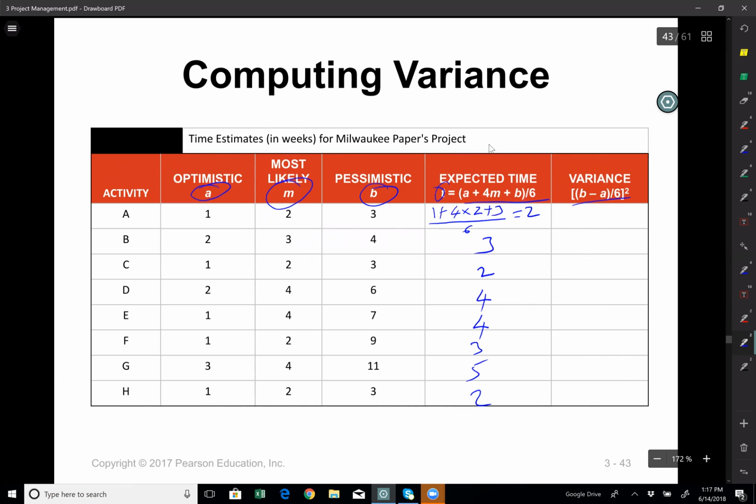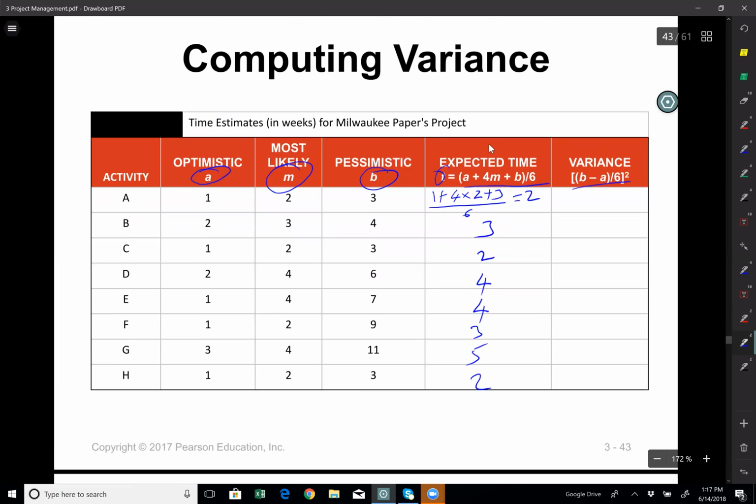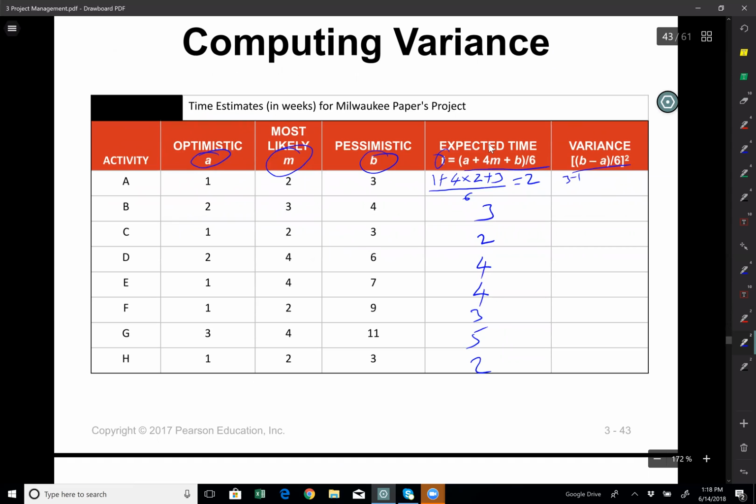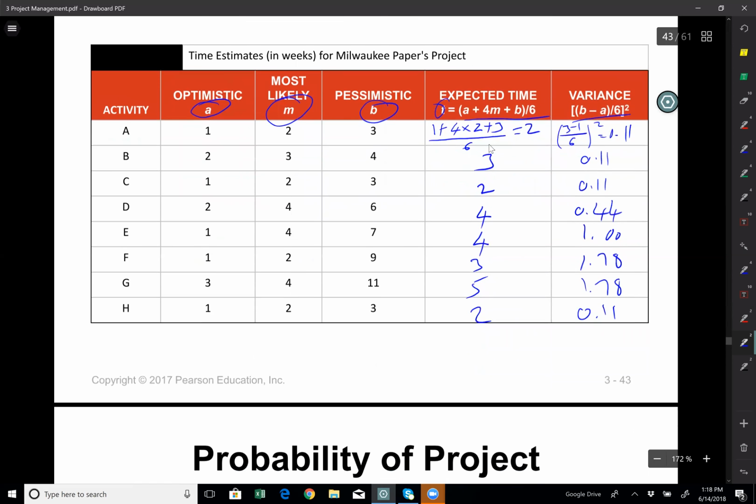And I can calculate the variance as well using this formula. B minus A, which is 3 minus 1, divided by 6 squared, which is going to give you 0.11. Here I will get 0.11 as well. I get 0.11 here as well. 0.44, 1.78, 1.78, and finally 0.11 as well. So these are my variance values.